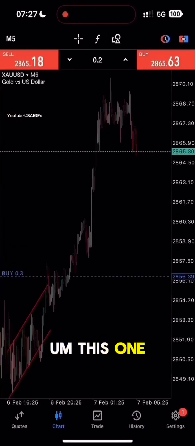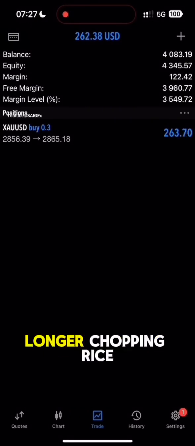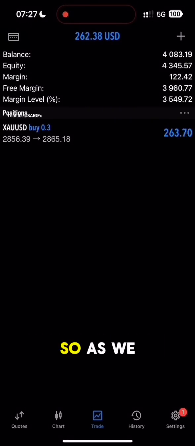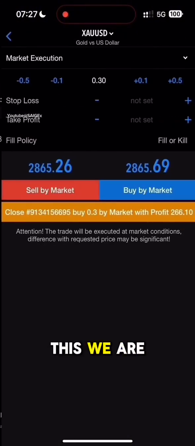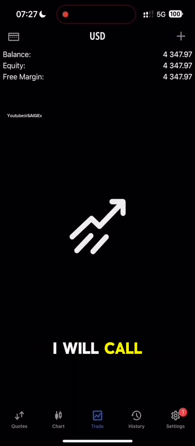This one. In the minute 5 time frame, if you check, it's now $263. So we're now at 4,345. This is good for the account, guys. This is good. We are no longer chopping rice. So as we await this, I'll close our position and I'll call it a day.